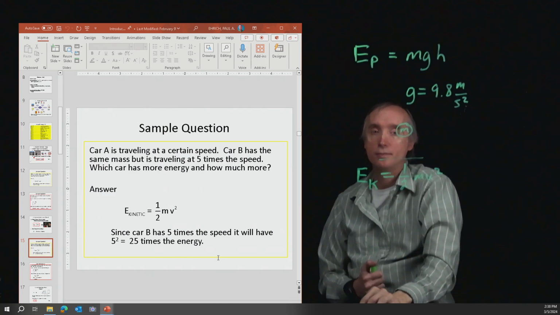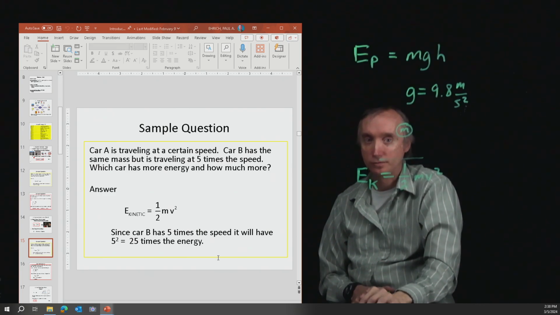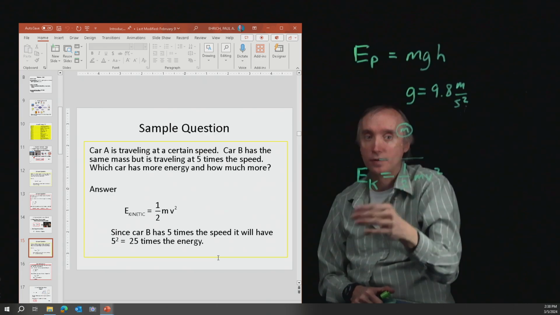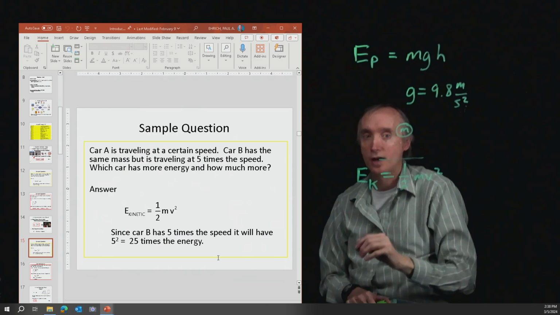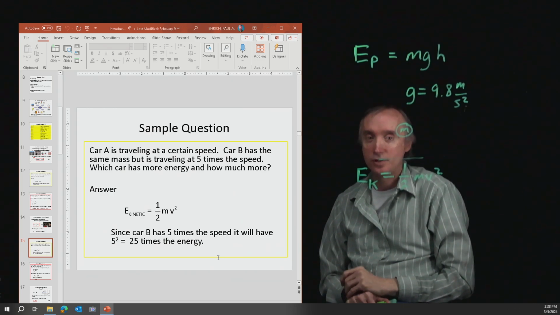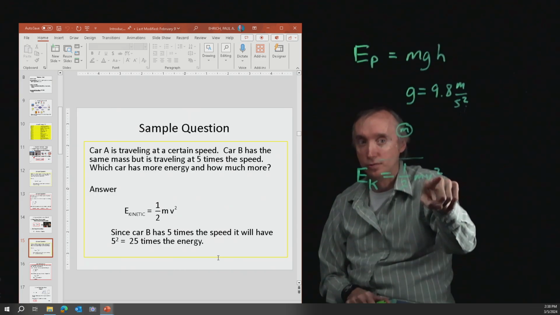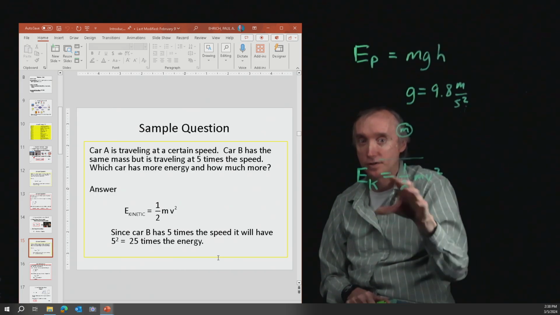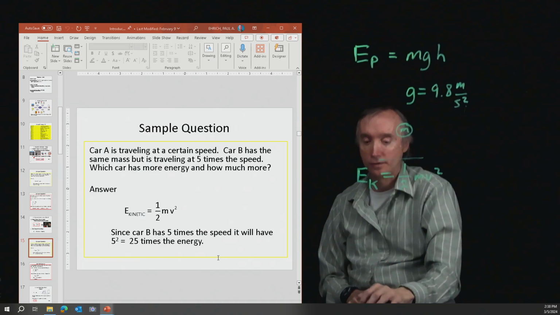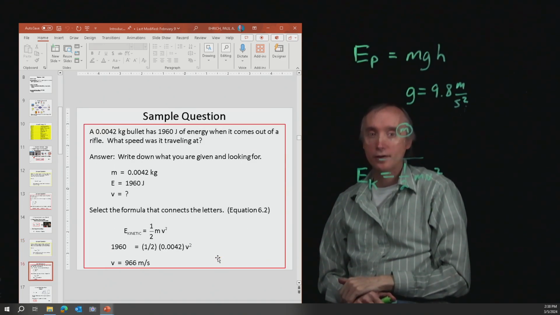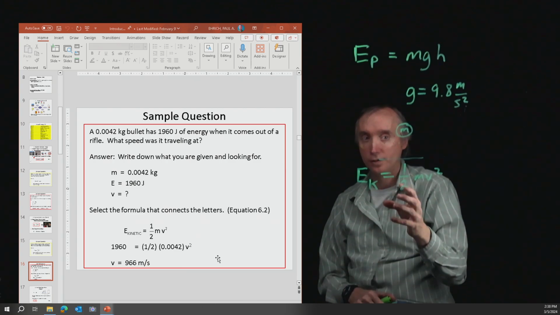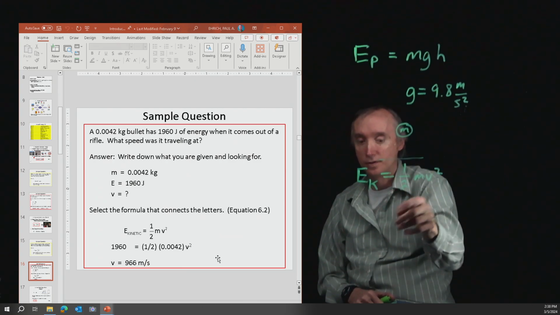And so here's an example of a conceptual question where if the speed of something gets 5 times greater, what happens to its kinetic energy? Do not say that the energy increases by a factor of 5 because you forgot to square it. So it's 5 times 5, or 25 times the kinetic energy. And then you should also be able to do a mathematical question by plugging in numbers into this formula.